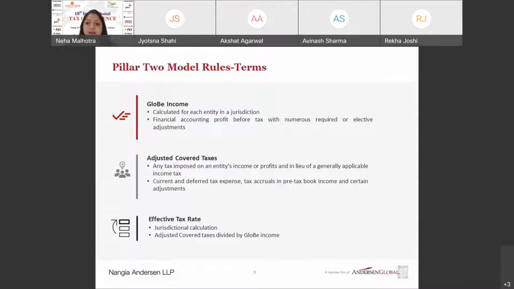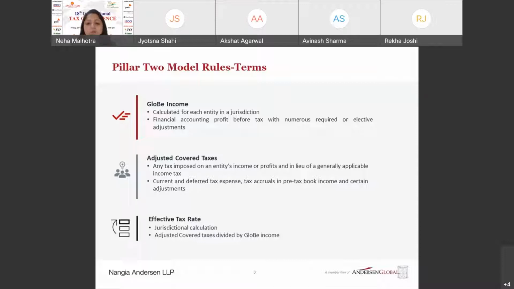It will be the direct taxes. Indirect taxes are out of the purview of this. So any tax that is imposed on an entity's income or profit, or in lieu of any generally applicable income tax, those will be covered as adjusted taxes. These are further adjusted for deferred tax expenses.